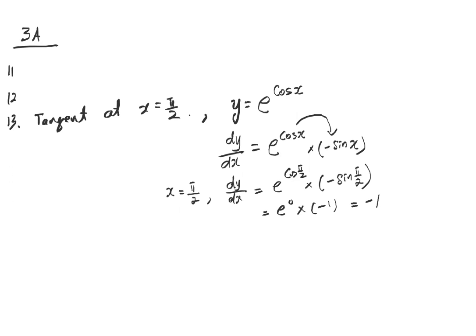So when x equal to pi by 2, your y is equal to e to the power of cos pi by 2. So this is also e to the power of 0, which is 1. Am I right? So how to find the equation of tangent? y equal to mx plus c.